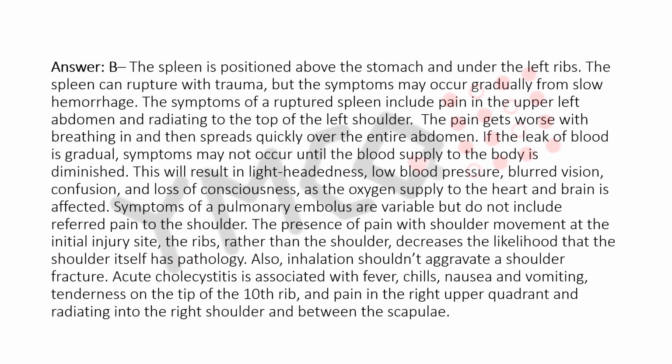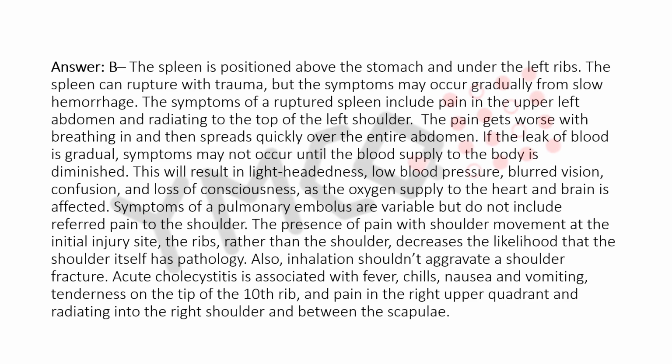The spleen can rupture with trauma, but the symptoms may occur gradually from slow hemorrhage. The symptoms of a ruptured spleen include pain in the upper left abdomen and radiating to the top of the left shoulder. The pain gets worse with breathing in and then spreads quickly over the entire abdomen. If the leak of blood is gradual, symptoms may not occur until the blood supply to the body is diminished.